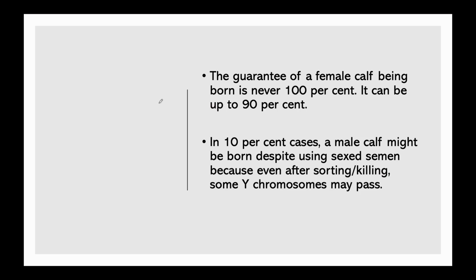So talking about the success rate of sexed semen, the guarantee of a female calf being born is never 100%. As I told you, a 100% guarantee is never given in any case. It can be up to 90%. How does this 10% error occur? In 10% of cases, a male calf might be born despite using sexed semen, because even after sorting or killing, some Y chromosomes may pass.